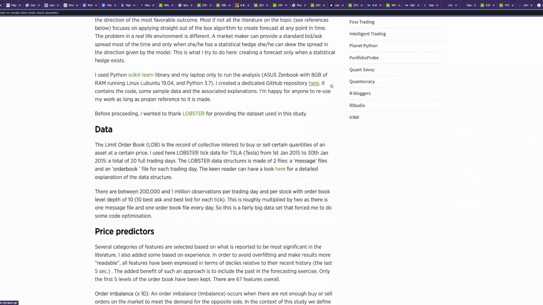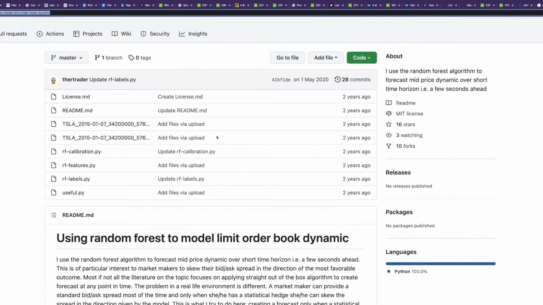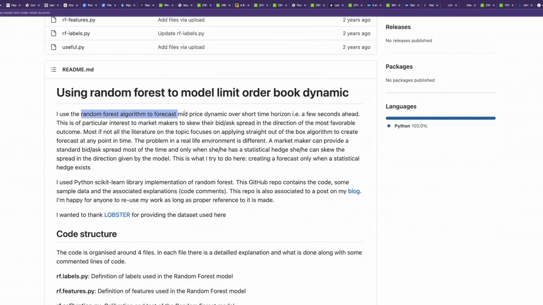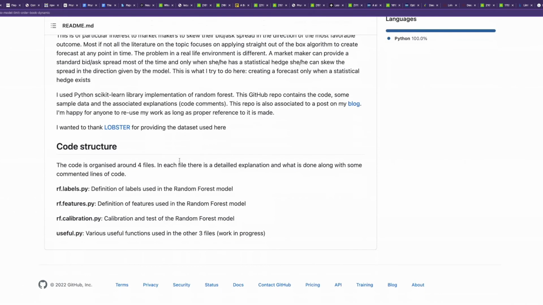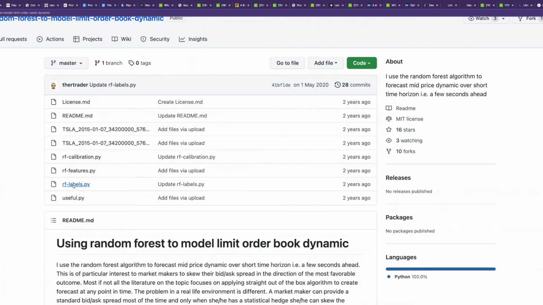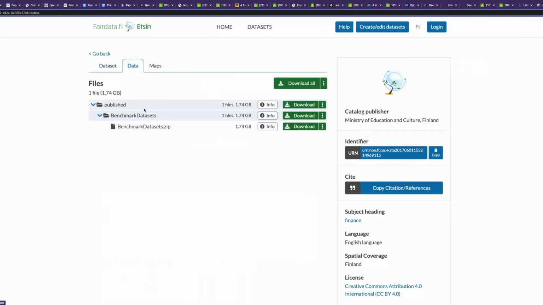There is a GitHub repository. Here it is. The author used random forest to forecast mid-price dynamics. This is exactly what we want. He did it for a couple of time horizons. Here he describes his code structure, labels, features. Calibration is hyperparameter tuning. Take this code and run it on the data. You can go to a data section and upload our data set.